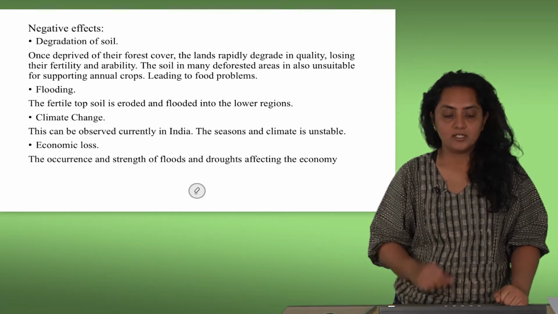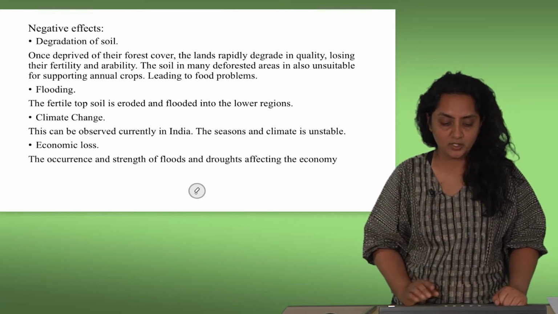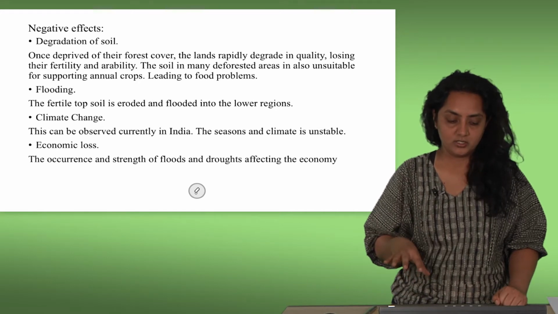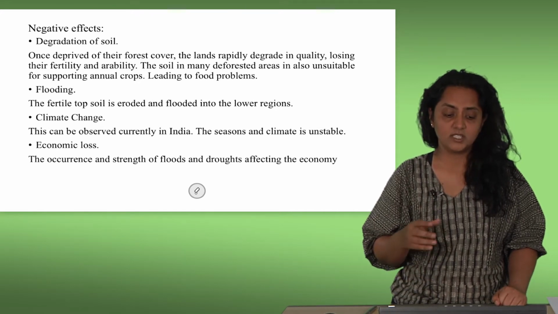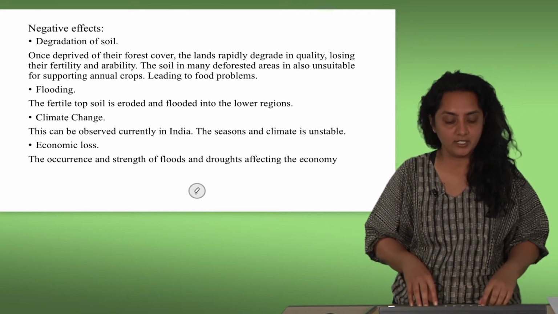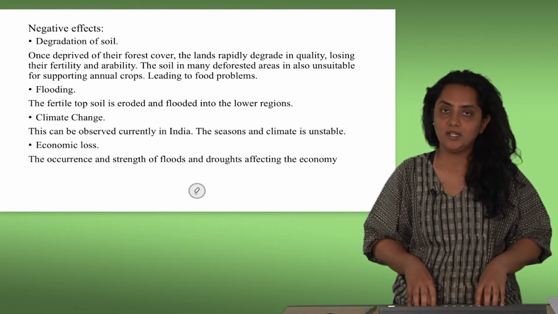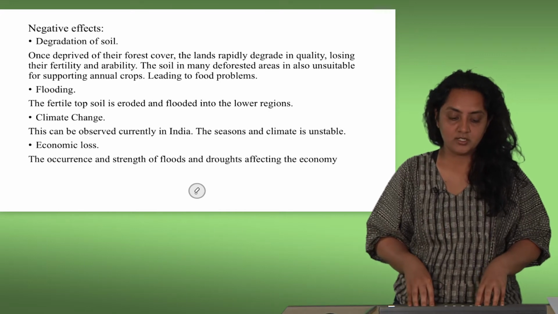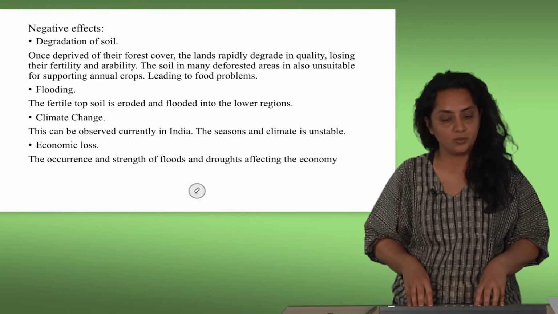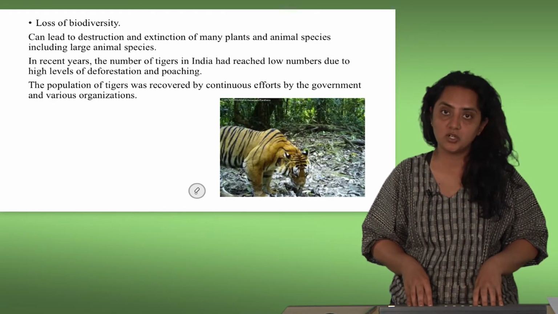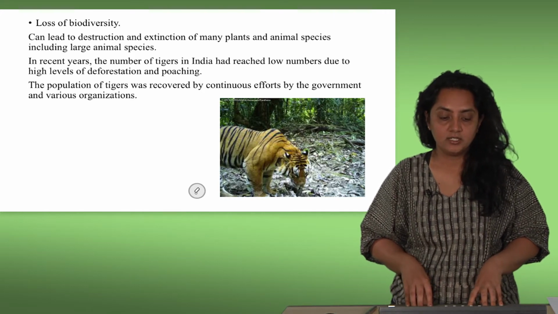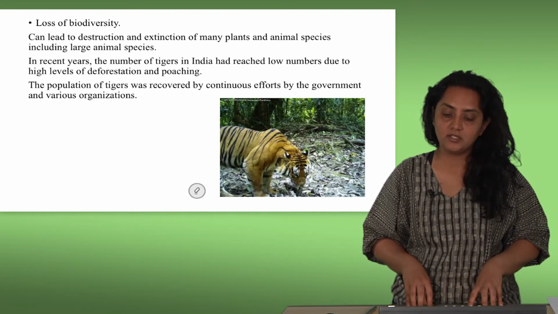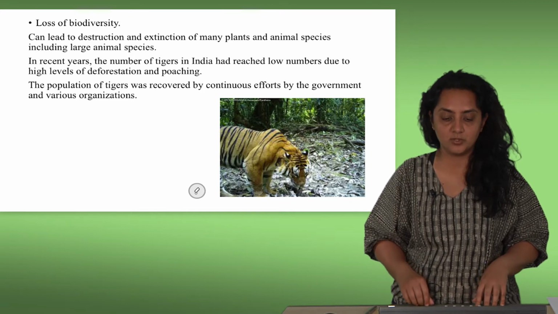The next topic is flooding. The fertile topsoil is eroded and flooded into the lower regions. Climate change. This can be observed currently in India. The seasons and climate are really unstable. The next reason is economic loss. The occurrence and strength of floods and droughts affect the economy. There is also loss of biodiversity. This can lead to destruction and extinction of many plants and animal species, including large animal species.